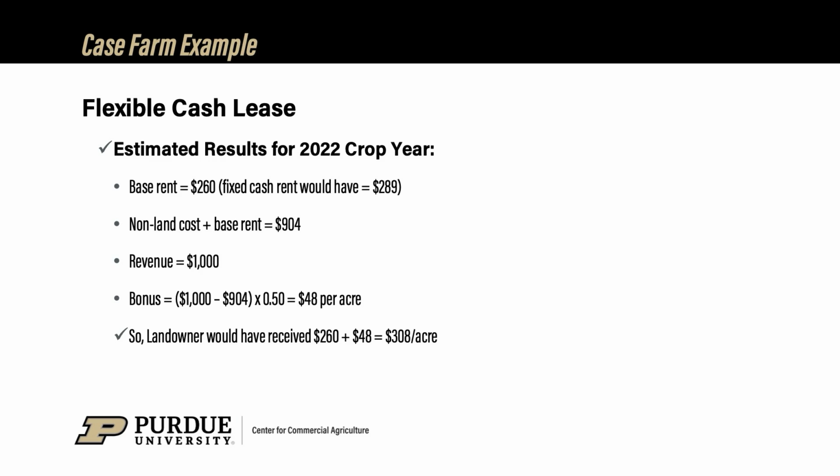But in this case, the fixed cash rent was $289 per acre, average productivity land in west central Indiana. The base rent was $260, or 90% of that market cash rent. The revenue was about $100 higher than the cost trigger, which is non-land cost plus base rent. And so to calculate the bonus, you take that $100 of extra revenue, multiply by 50%, and the landowner got about a $50 bonus. And so we add that to the base rent.